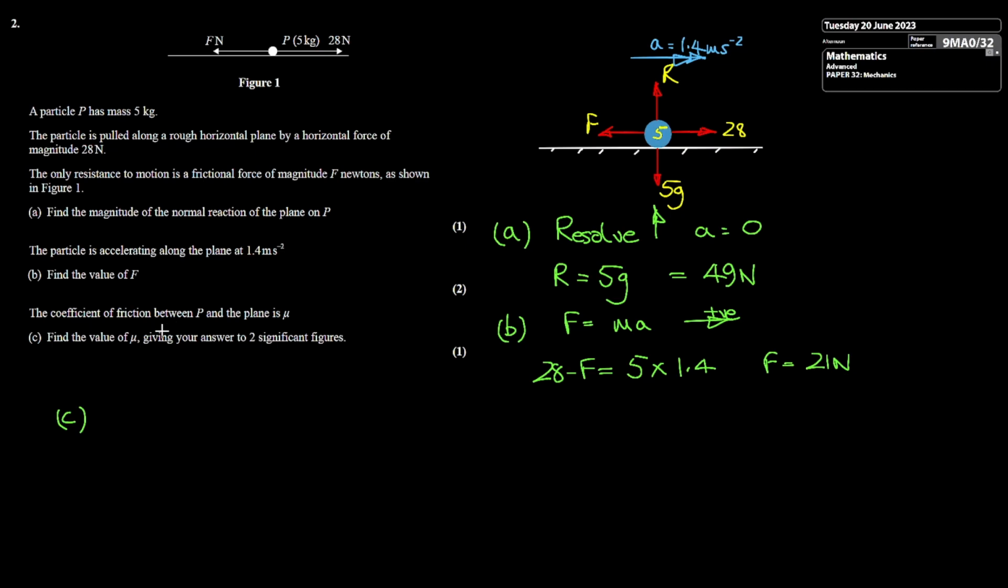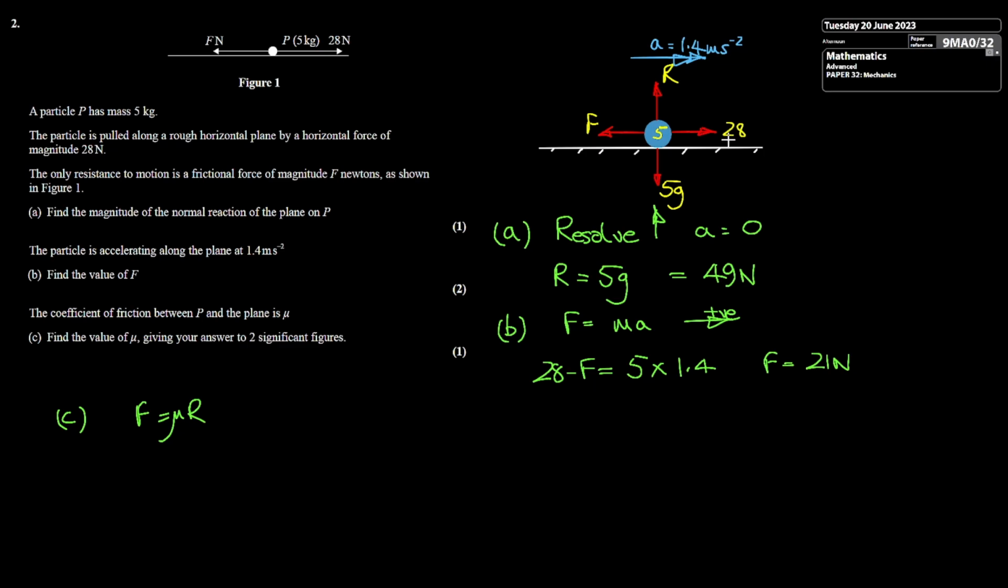So part C, we're now told that the coefficient of friction between P and the plane is mu. Find the value of mu and give your answer to 2 significant figures. Well, as the particle is moving along the plane, we are in limiting equilibrium. The friction has given up resisting up to the point that the particle is now able to move. So in this condition, we can actually say that F is equal to mu R.